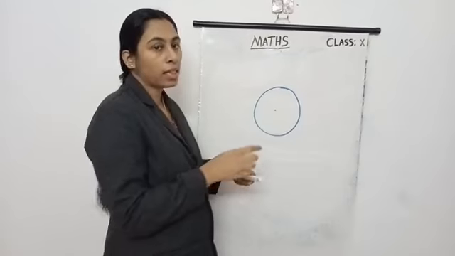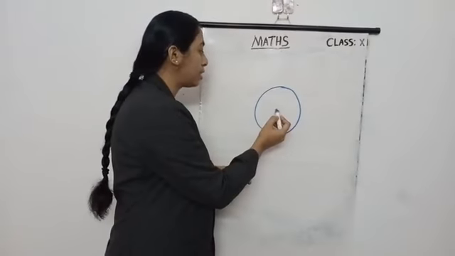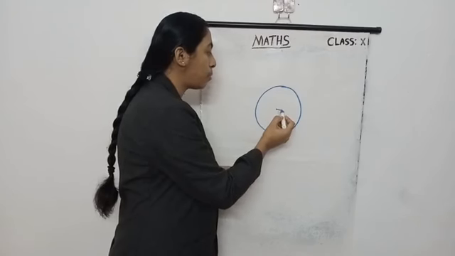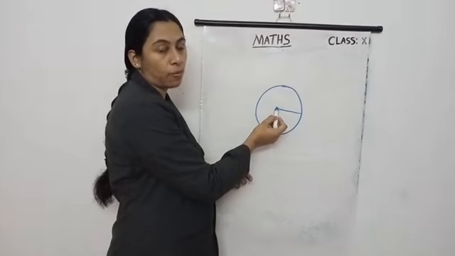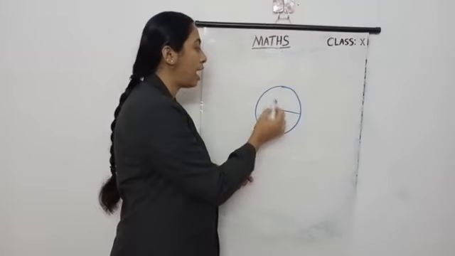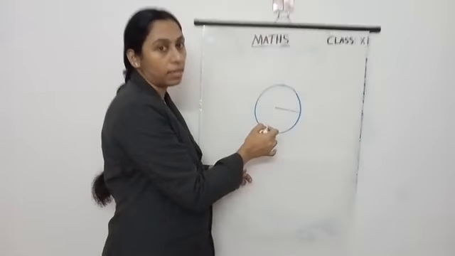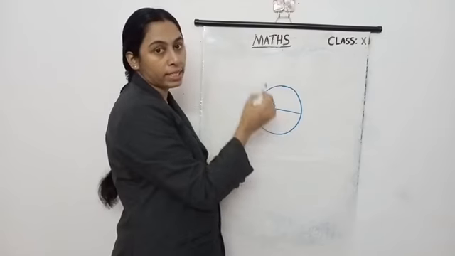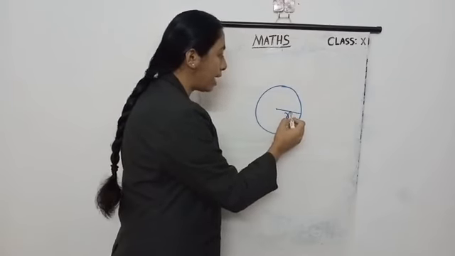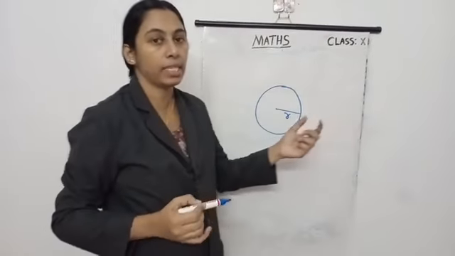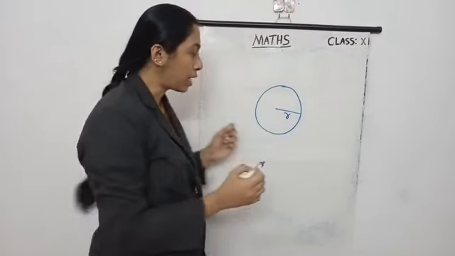a circle. The collection of all points at a distance from a fixed point. That fixed point is the center, and the collection of all those points makes the circle. So this fixed point is the center of the circle, and the fixed distance is the radius. We represent the radius with the small letter r. So r is the radius of the circle.